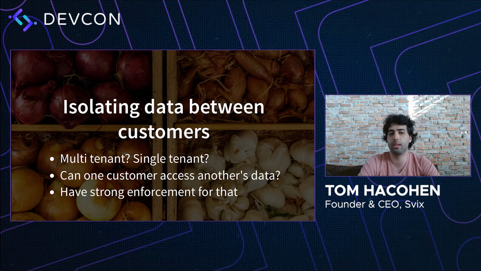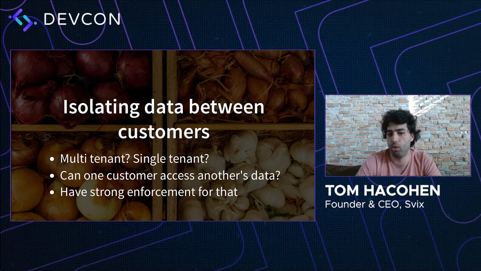You also need to think about how you isolate data between customers. Are you a multi-tenant system or a single-tenant system? Can one customer access another's data by accident? How is that enforced? Do we use row-level security in Postgres? Do we have a different database? Do we use namespacing and a centralized access in code?